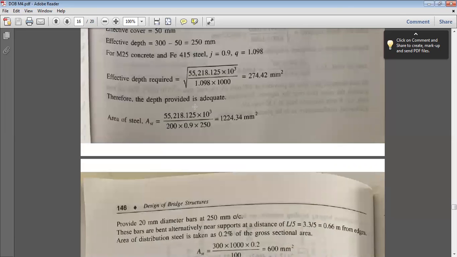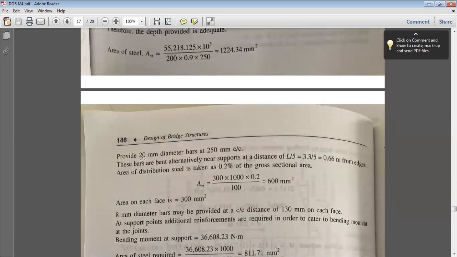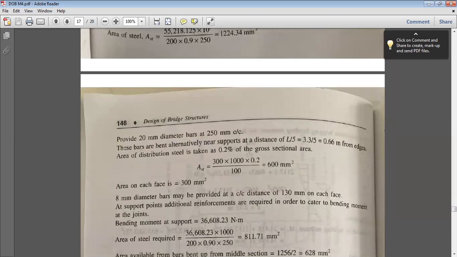Next, area of steel is M divided by sigma st J into D. Correct. So 1224 mm square. So provide 20 mm dia, 250 mm center to center. Now these bars are bent alternately at a distance of L by 5 from the edges. So that detailing will go at the end.